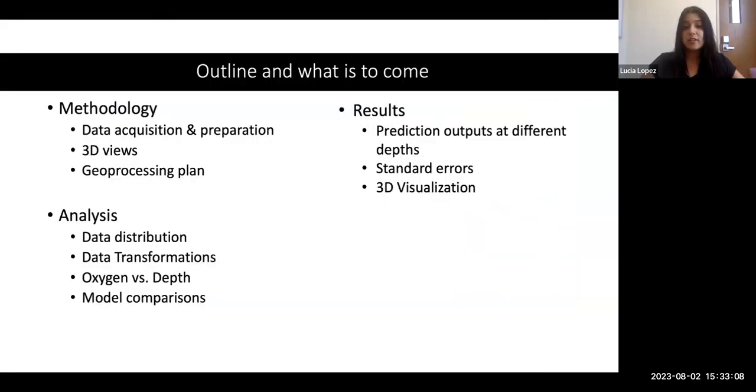So my outline of what is to come: I'm going to talk about the methodology, data acquisition, preparation, 3D views, geoprocessing plan, mine analysis, looking at the distribution of the data, which you always have to do when you're doing statistical analysis, data transformations, the relationship between oxygen and depth, and running the different models and comparing them, and then taking the best performing model, taking those prediction outputs, looking at standard errors and 3D visualizations.